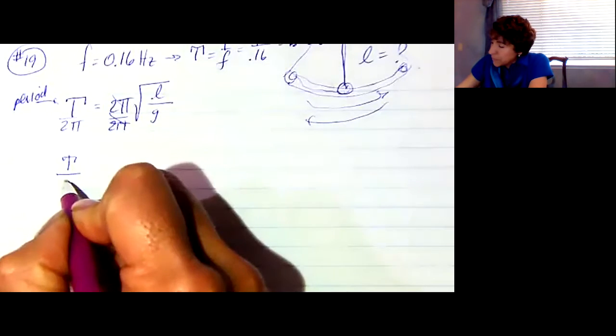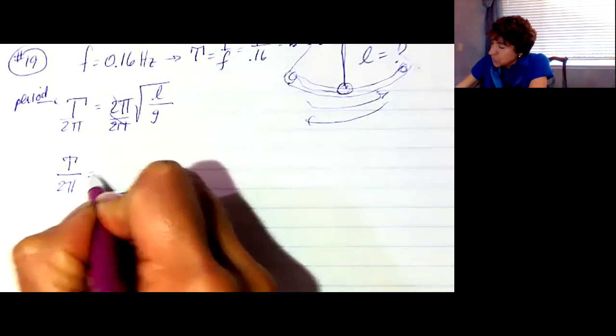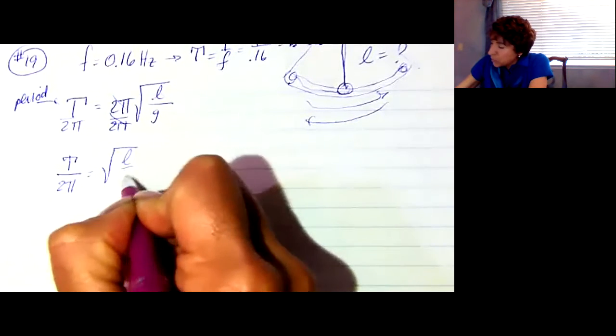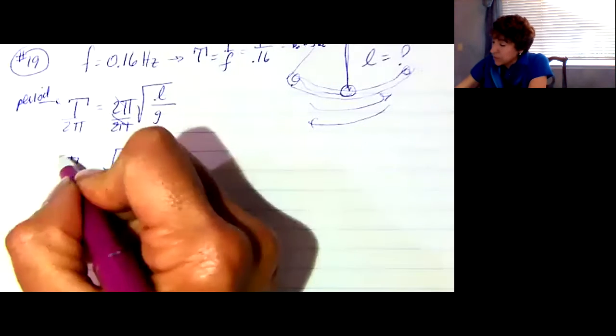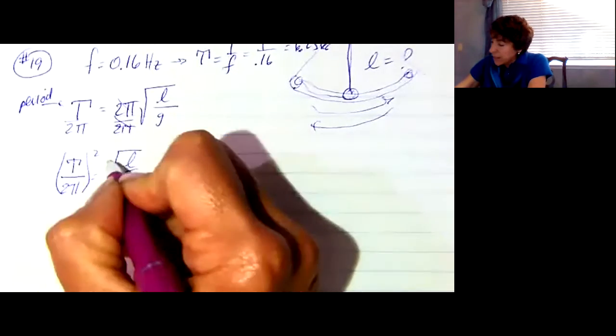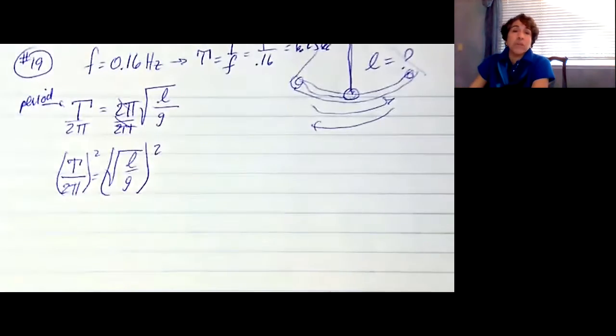Tau over 2 pi is equal to the square root of L over g. Okay, I still need the L, and it's inside that square root sign, so I have to square both sides. So let's just square both sides. That'll make the square root go away.